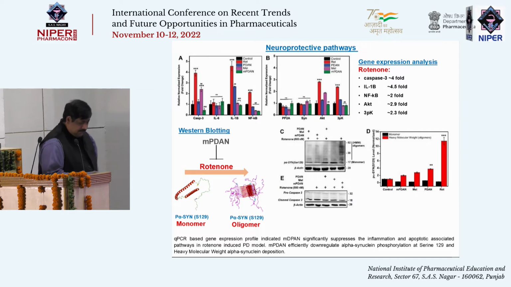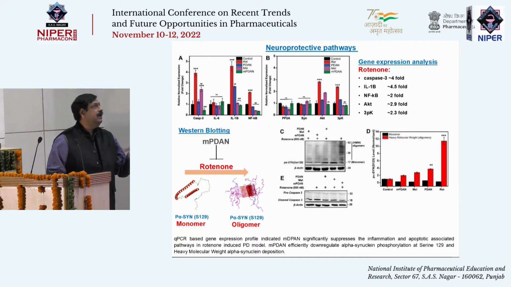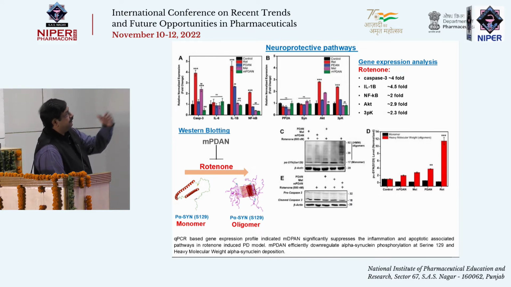Then with RT-PCR, we have checked certain anti-inflammatory genes and the apoptotic genes. We could see rotenone is causing interleukin 1B, NF-kappa B, and AKT to be highly upregulated. That was inhibited following this therapy.